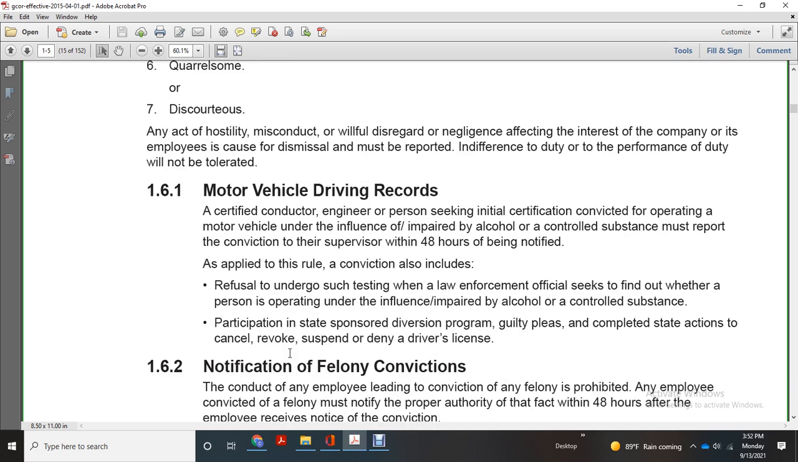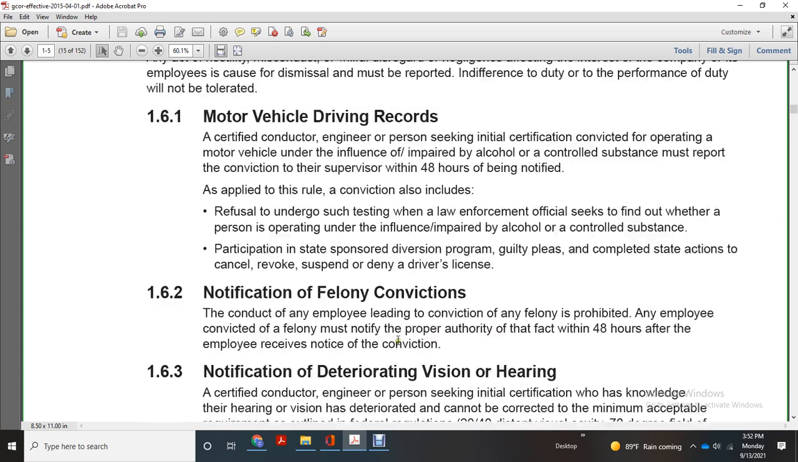A certified conductor, engineer, or person seeking initial certification convicted of operating a motor vehicle under the influence or impaired by alcohol or a controlled substance must report the conviction to their supervisor within 48 hours of being notified. As applied in this rule, a conviction also includes refusal to undergo such testing, where a law enforcement official seeks to find out whether the person was operating under the influence or impaired by alcohol or a controlled substance. It also includes participation in a state-sponsored diversion program, guilty pleas, completed state actions, and a canceled, revoked, suspended, or denied driver's license.